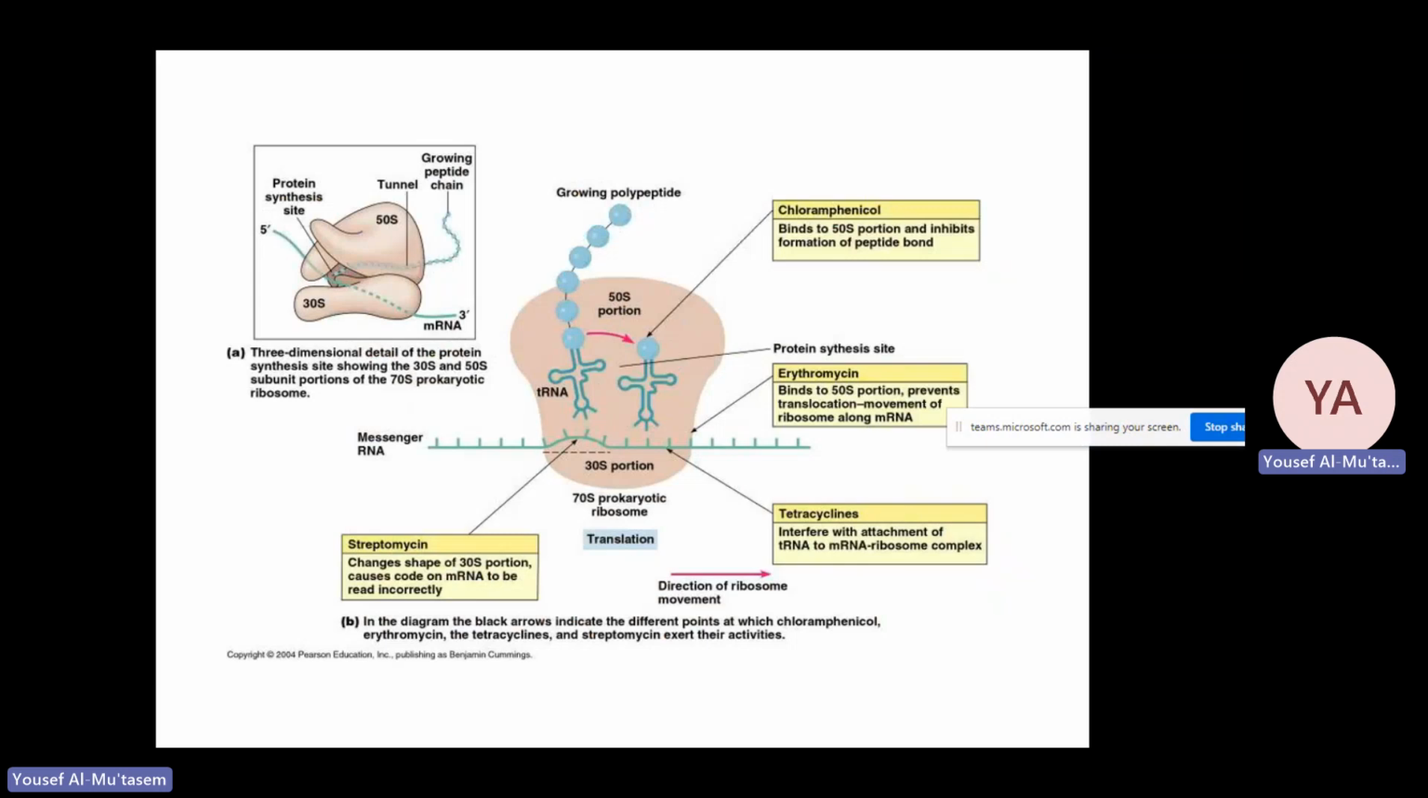Anyway, the aminoglycosides alter the three-dimensional structure of the 30S portion, and this will cause miscoding. So the inappropriate tRNA will bind to the messenger RNA, resulting in the protein coming out of this process incorrectly sequenced.